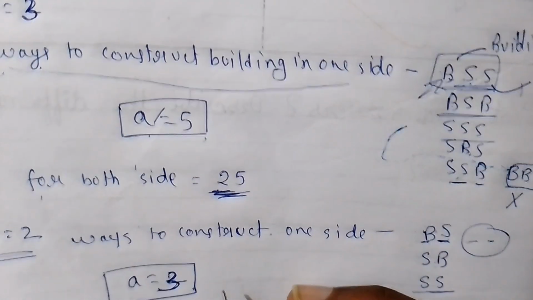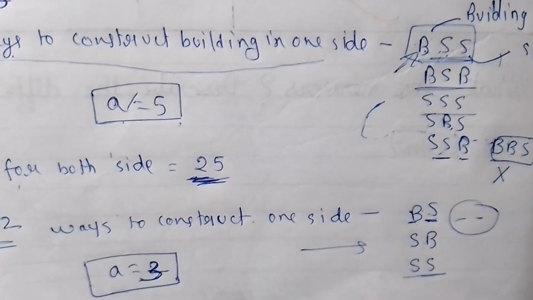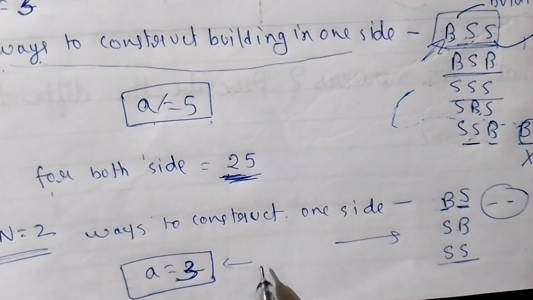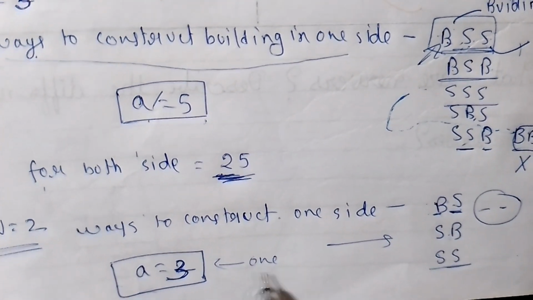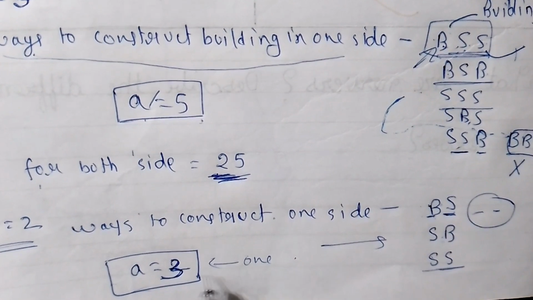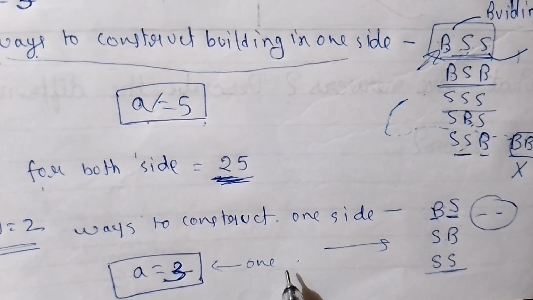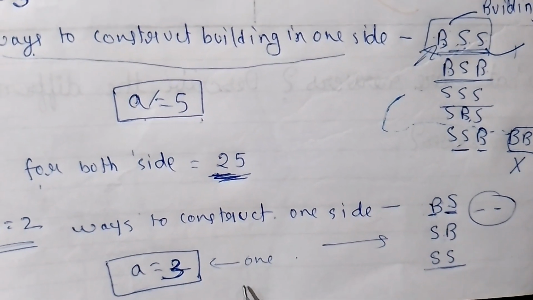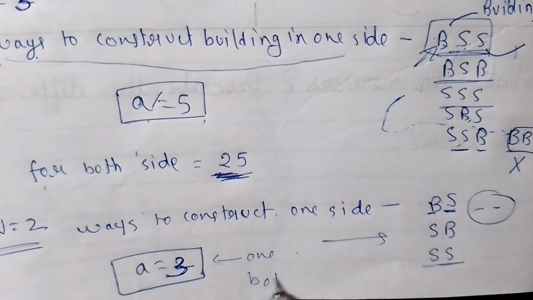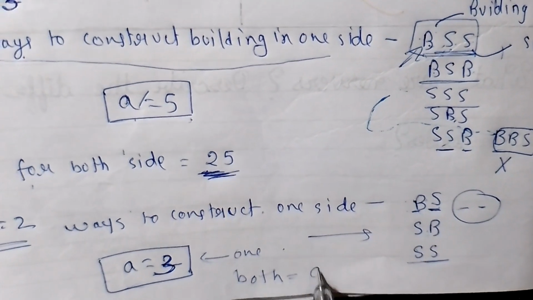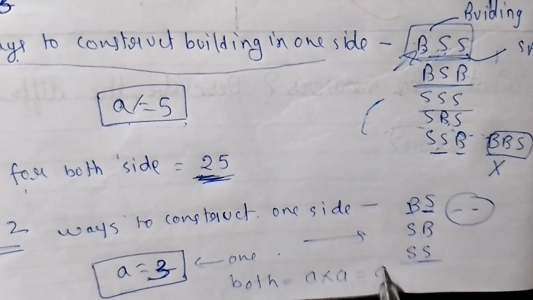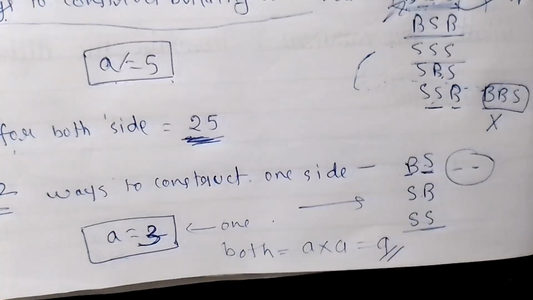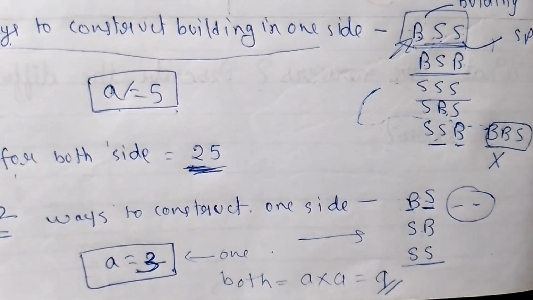If this is the one-side combination, this is the number of ways we can make combinations of buildings without any consecutive buildings. So for both sides, what is the answer going to be? Both sides, a into a, that is 9. I hope you understood how 9 comes.